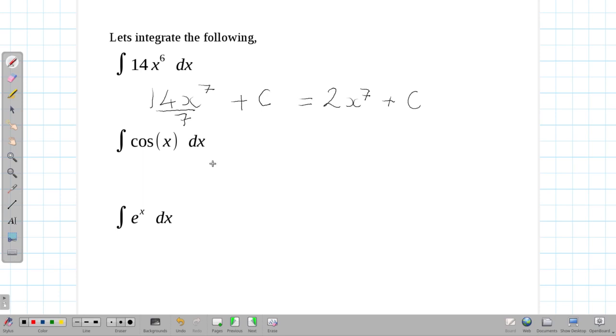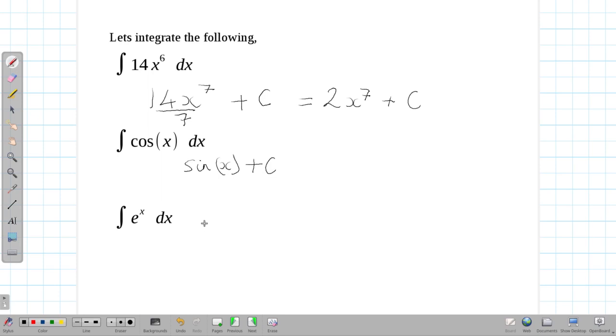So cosine. What would we do when we differentiated something? What would give us cos x? That's simple enough. It's sine x, like that, plus C of constant. And again, if you're not sure, differentiate it and see if you end up back at the integral. So the differentiation of sine x is cos x. The differentiation of C is 0. Okay, easy enough. Next one.